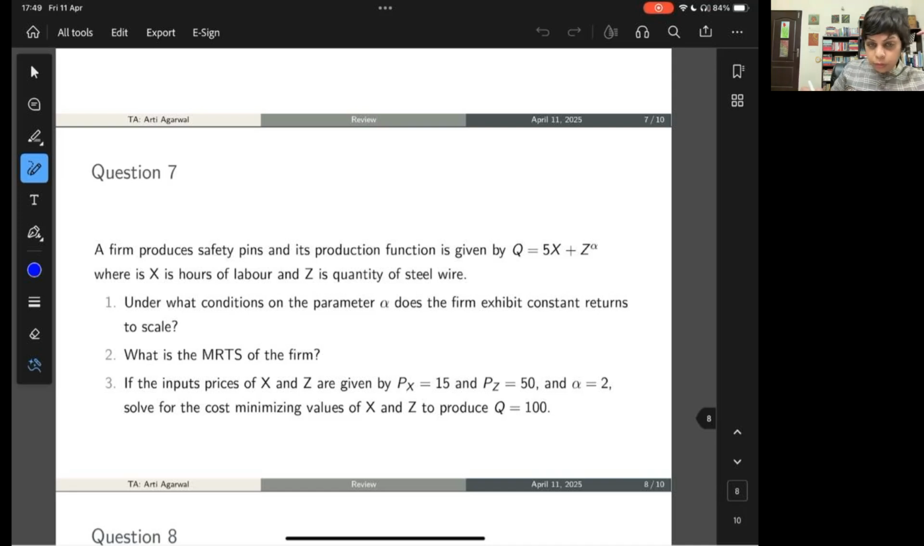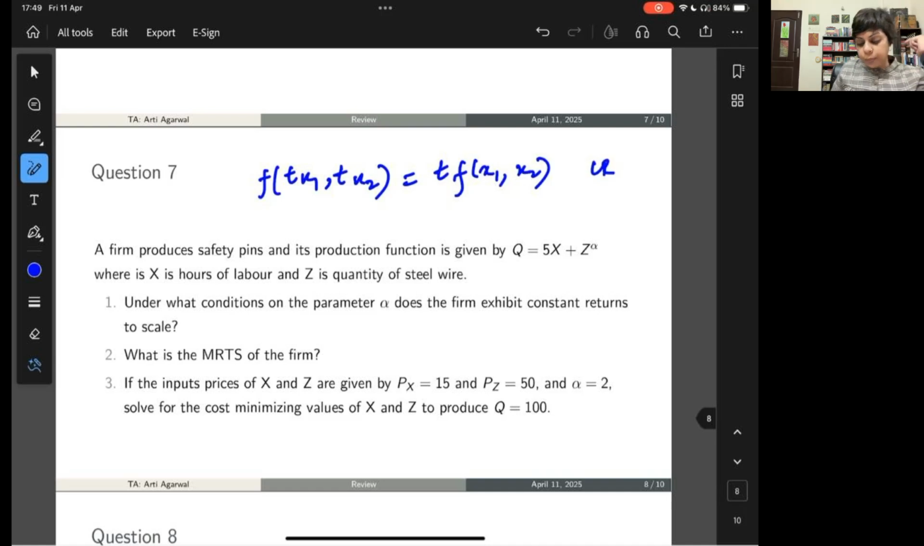Let me write it here only actually. So for constant returns to scale, you can say f of Tx1, Tx2 is equal to T times f of x1, x2. This is the condition for constant returns to scale.